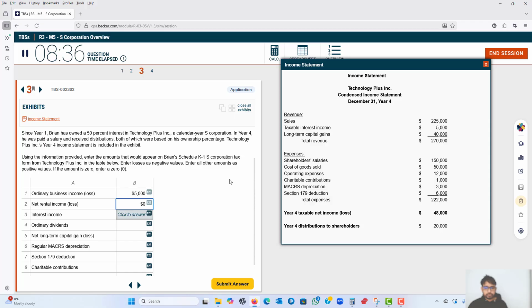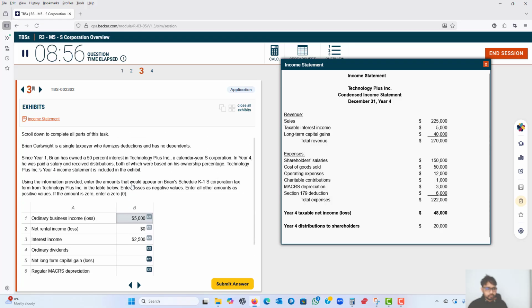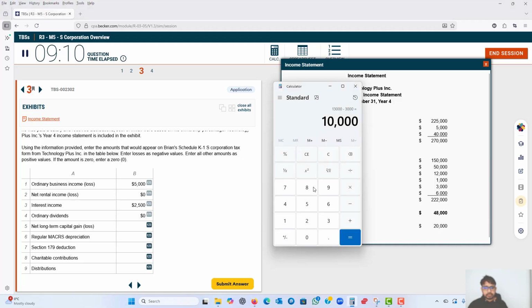Interest income is 5,000, but Brian is only 50% owner, so 50% of 5,000 is 2,500 interest income. And ordinary dividend, is there any dividend given to Brian? No. In that case we can hit 0. Long-term capital gain, there is a long-term capital gain given, 40,000, and if we click on 40,000 multiplied by 50%, I'm just showing you how it is calculated, it's 20,000.